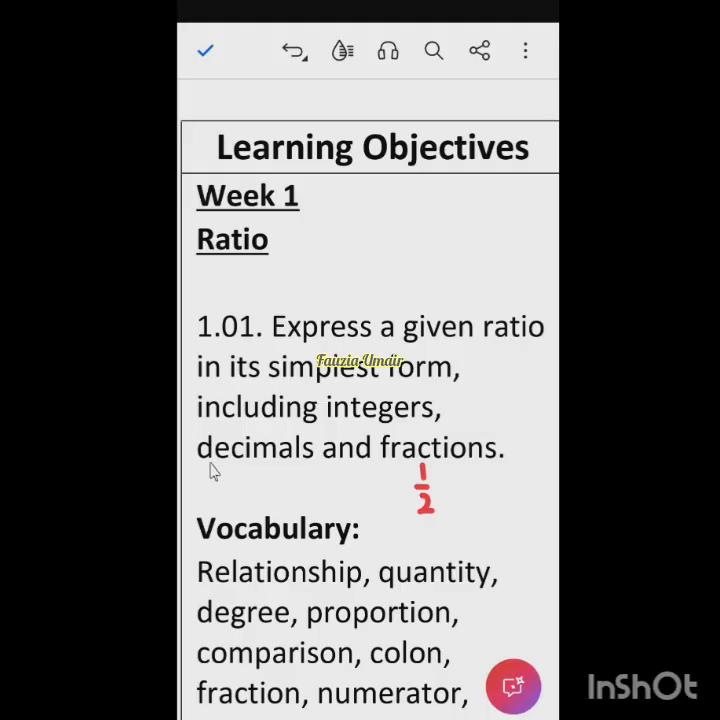What is a decimal? Can you give me one example of a decimal number? Ma'am, 0.5. A decimal contains a point. So 0.5 is a decimal.